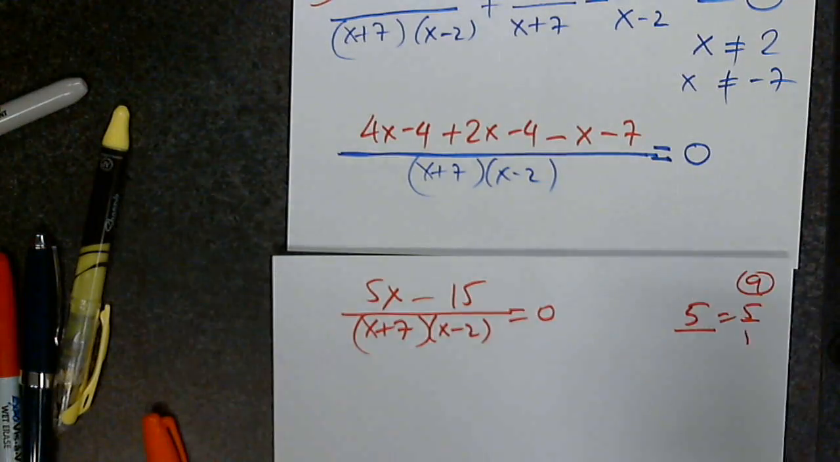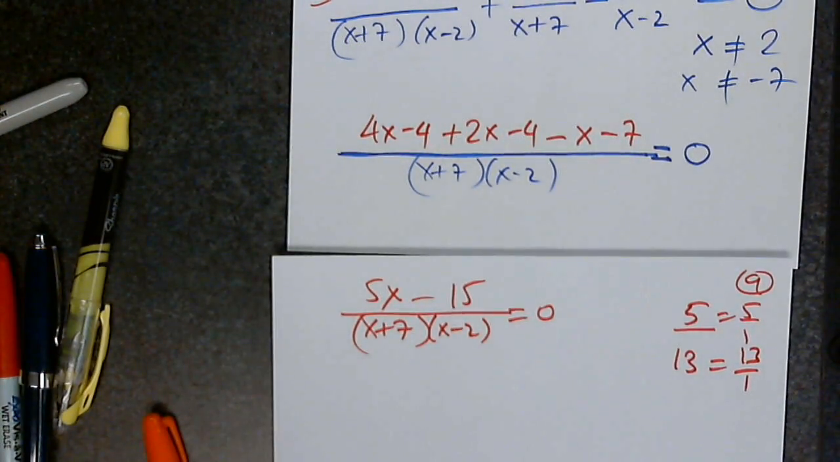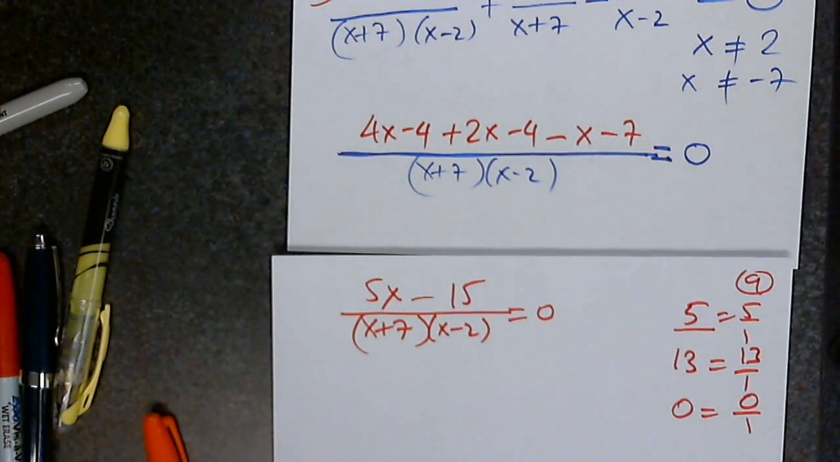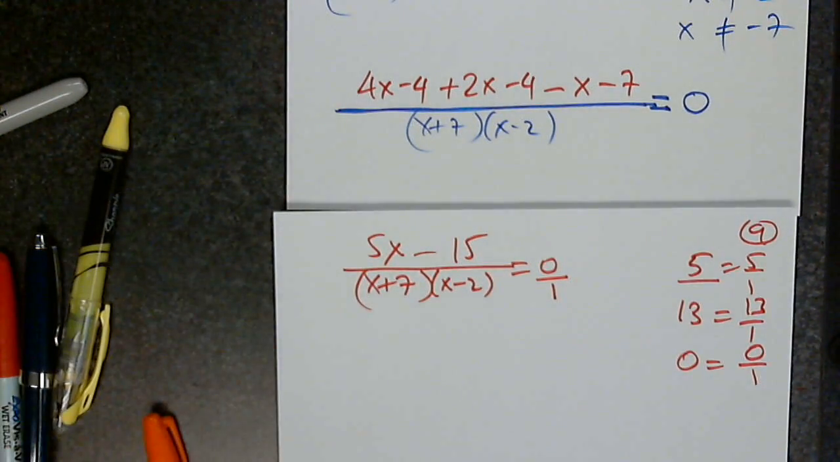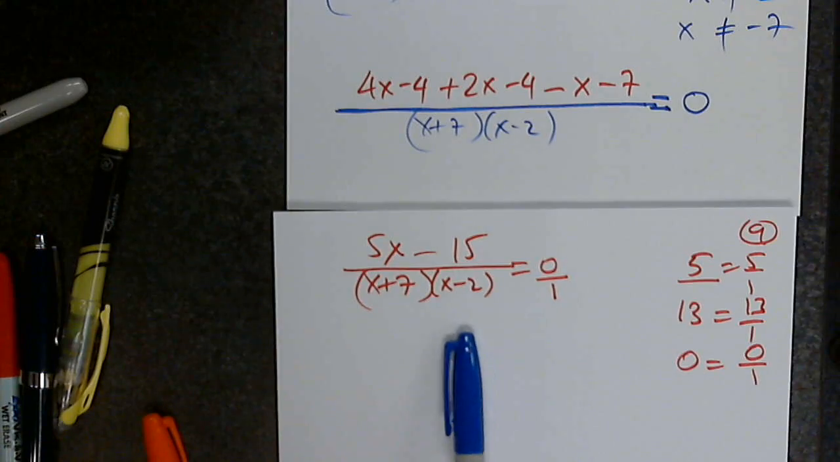We could. If I want to replace 13 by 13 over 1, can I do that? Yes. Can I replace 0 by 0 over 1? Yes. That's what I'm going to do because this will tell you something. So if I write the right-hand side as 0 over 1, that should ring a bell. Now you change this whole thing into a proportion.